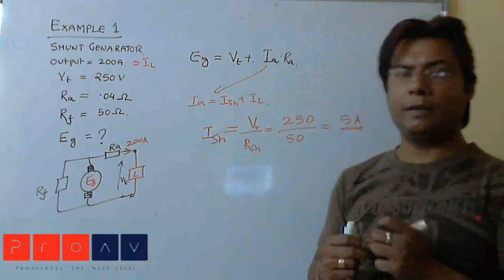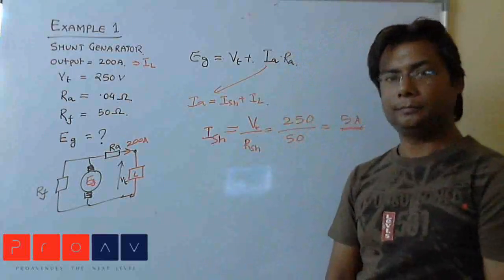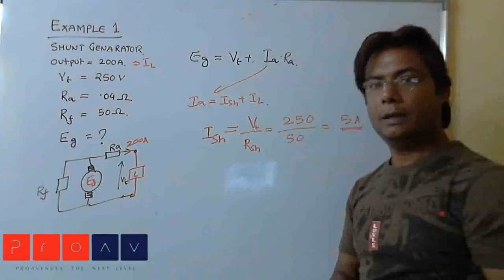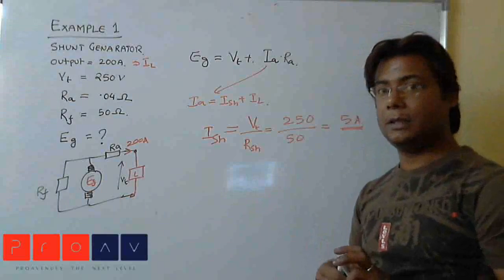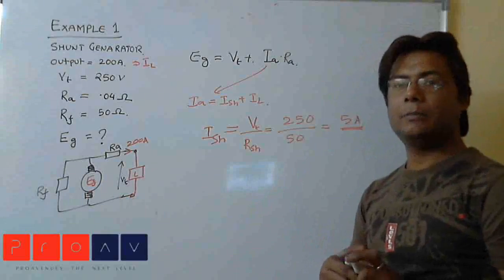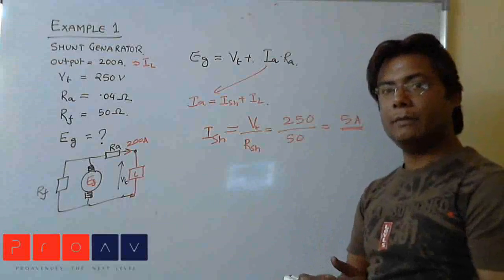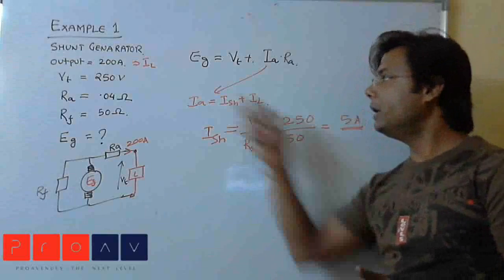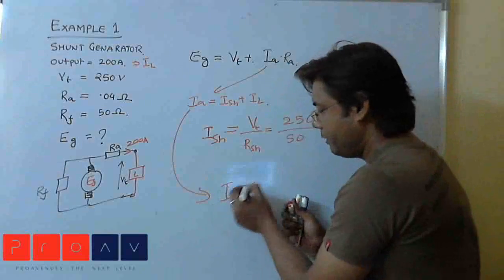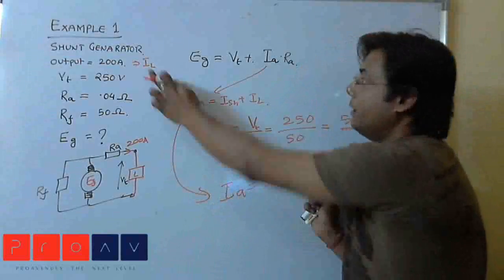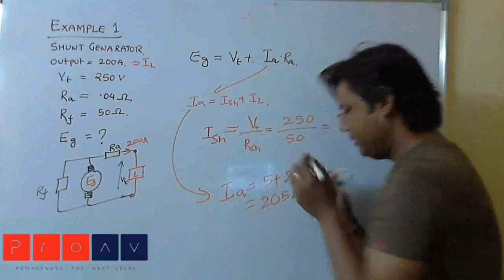Now I see that I shunt is very low compared to the load current. This is again an important observation, that shunt current should be as low as possible. It should not be below the permitted value; it should be just enough to create the flux which is required for the generation of electricity. I shunt is very small in comparison to IL. So from this formula, IA is equal to I shunt, 5 amperes, plus my IL, that is 200. So IA is equal to 205 amperes total.